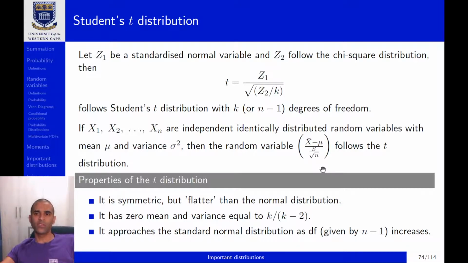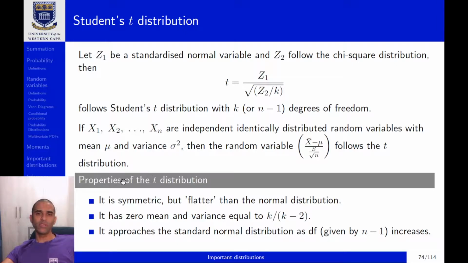Now the second sentence on this slide is important. It says that if you have a series of variables which are independent and identically distributed with mean mu and variance sigma squared, then the random variable x bar minus mu over the standard deviation of the sample follows the t distribution. And this will become very useful for inference about the mean.